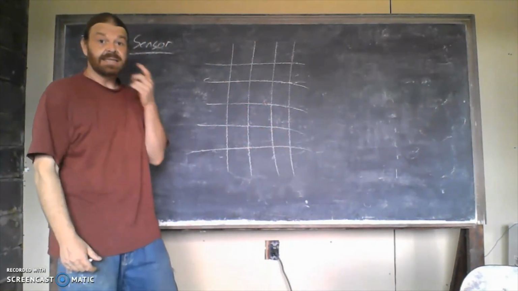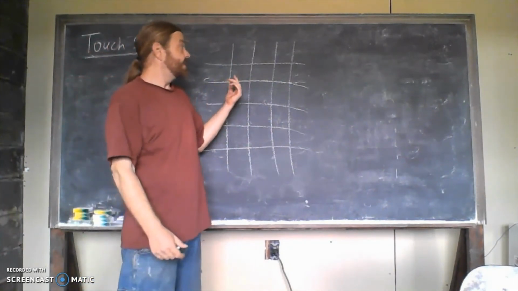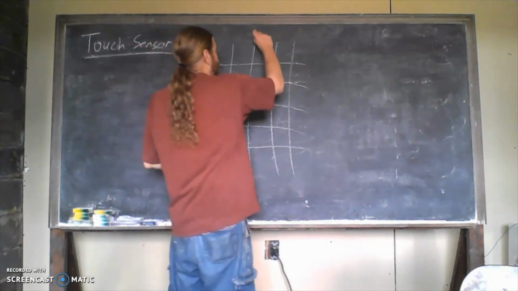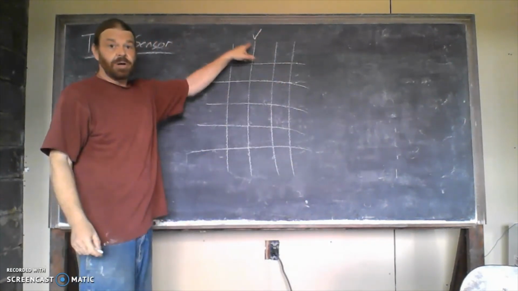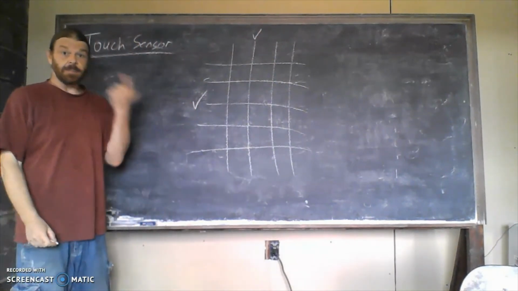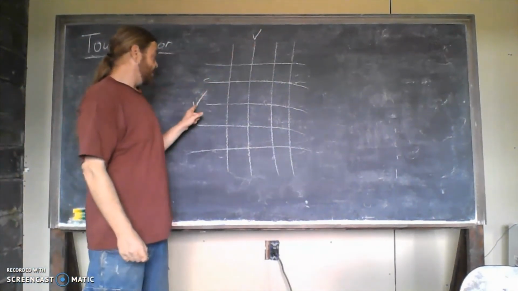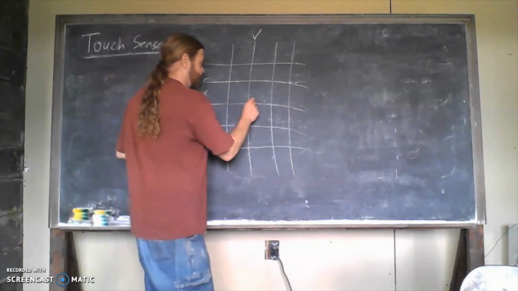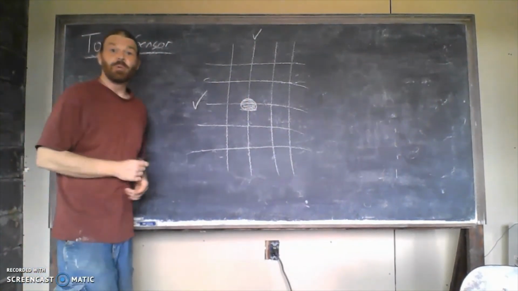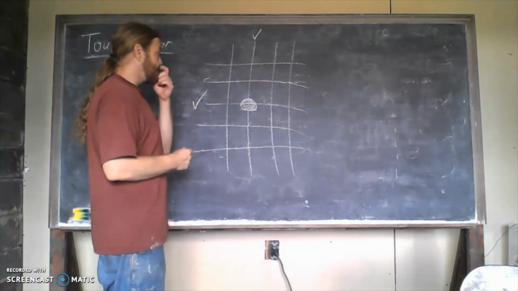We can just check and see if one of those is triggered above or below a threshold. Maybe that wire went above the threshold, and that wire went above the threshold. Well, if that wire and that wire went above the threshold, then that means our touch happened right there. So we can quickly determine where on the screen that touch occurred.